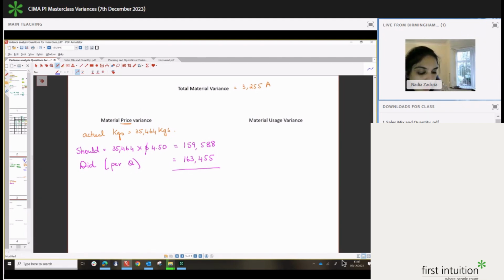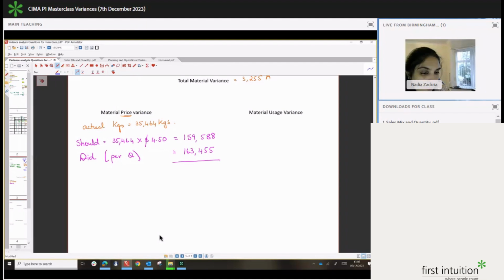Is it good or is it bad? Brilliant. We have spent more than we should have. Therefore, it's an adverse variance. How adverse is it? Put the two numbers in your calculator and you will get the answer. 3,867. Brilliant, Beth and Olivia.